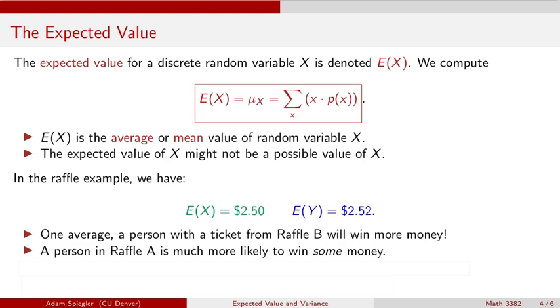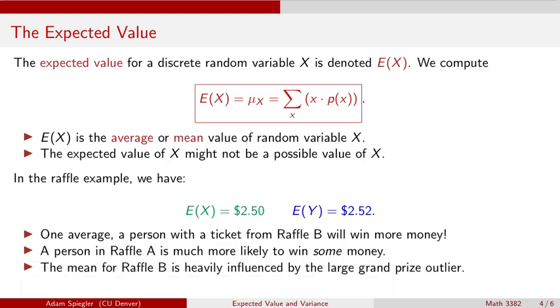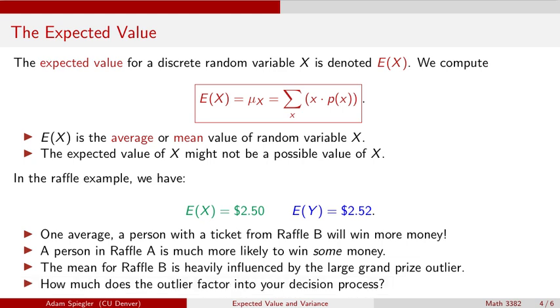So in Raffle A, you've got a 25% chance of winning $10, whereas for Raffle B, you had a 99.97% chance of not winning any money. So your odds of winning money are better in Raffle A than they are in Raffle B. But Raffle B has one huge grand prize outlier. So the expected value that we got for Raffle B is going to be heavily influenced by that grand prize. And so as you consider which of these tickets you would prefer, you might want to think about, well, how much does that outlier factor into your decision process?